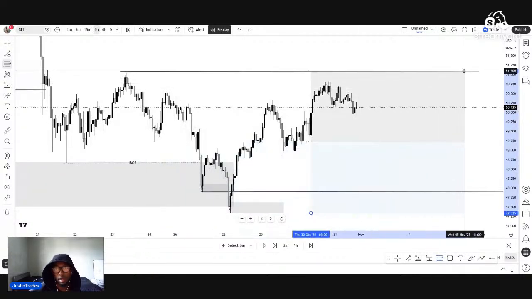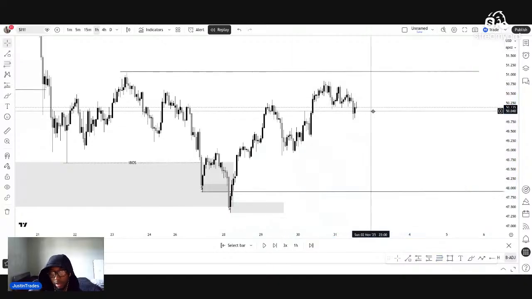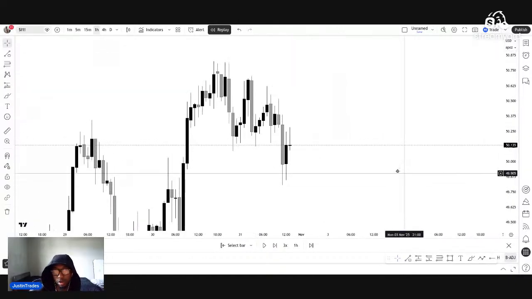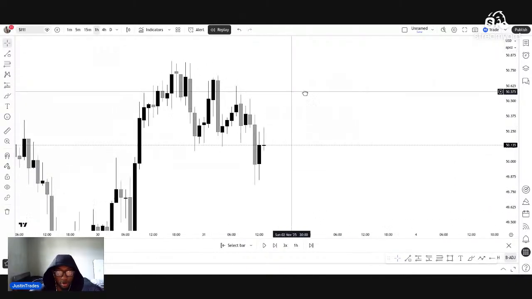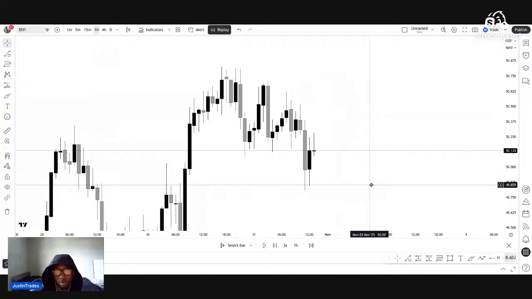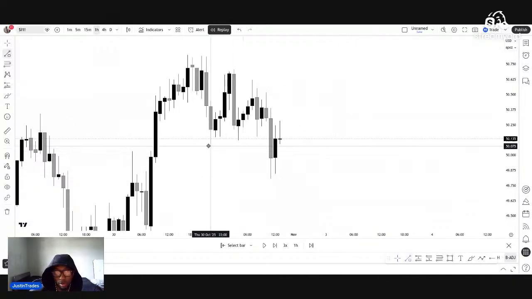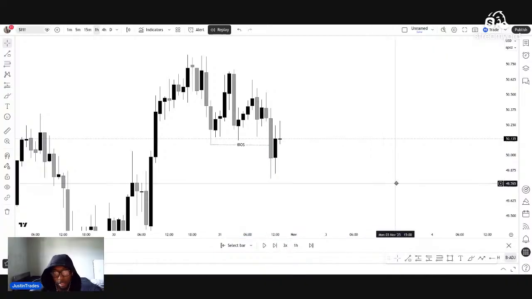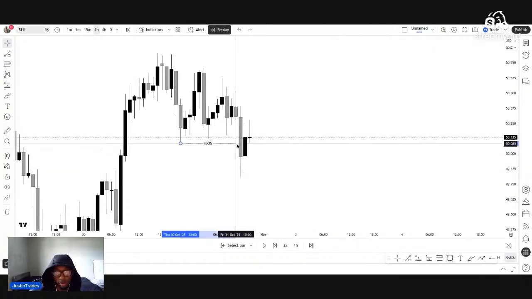Right now price is in a premium, and if you don't know what this is, it's basically telling me that price is going to be more bearish in this area. This is my internal breaker structure here. I feel like I can just catch an entry right here, honestly, very quickly.